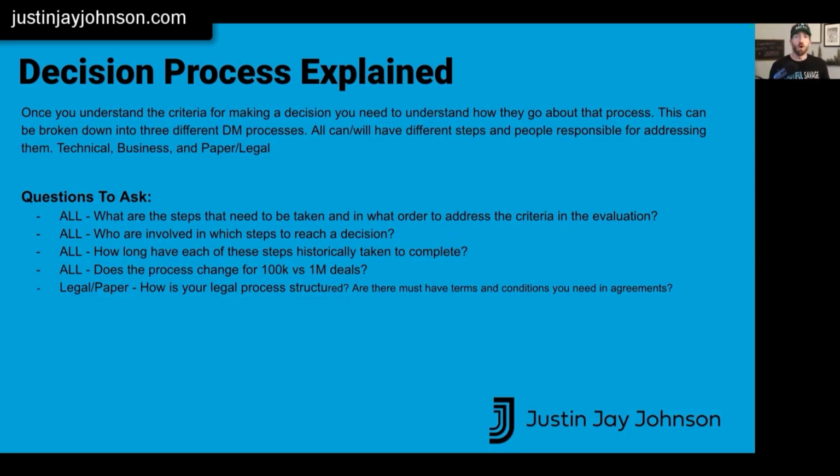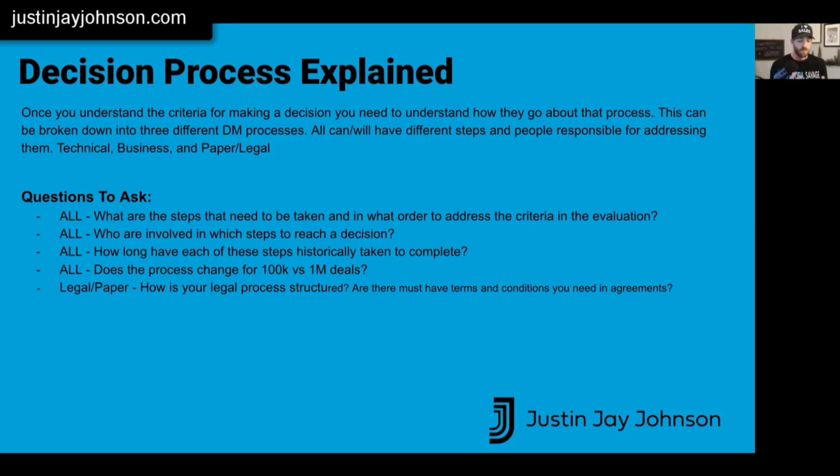Next, who is involved in which steps to reach a decision? Very important. It's going to be different people involved at different stages, and people from the business side are going to be different than the technical side to help them come to a conclusion. And then, very important here, for timing out and forecasting, how long do each of these steps historically take to complete? This is going to help you reverse engineer the path to success and help you forecast when this deal is going to come in, if it's going to come in. And the best way for them to tell you that is historical. When was the last time they evaluated a solution like this, and how long did it take?